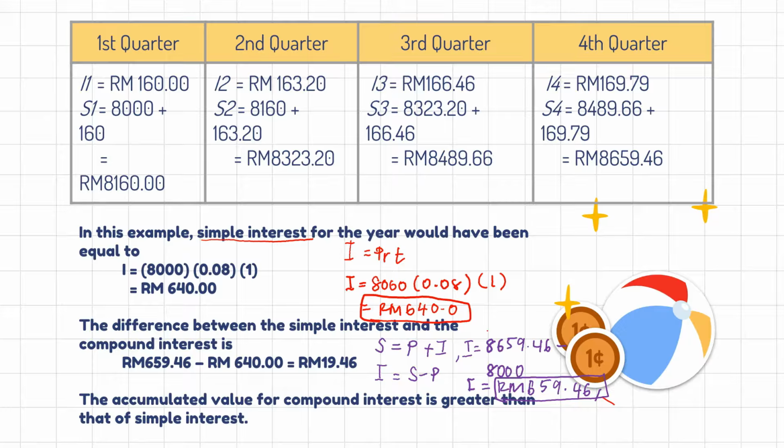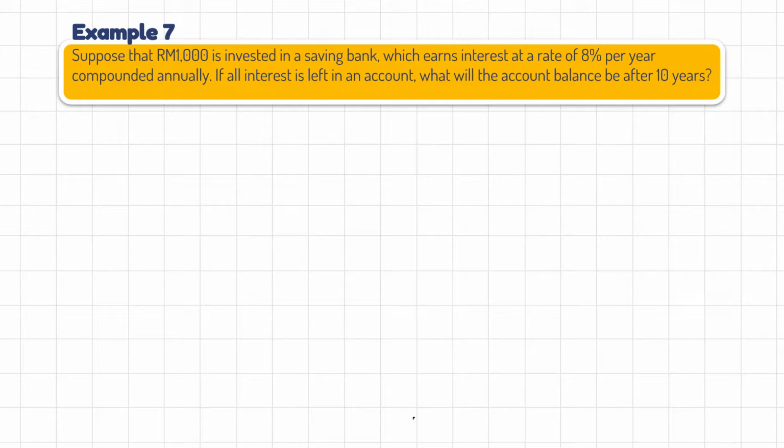As you can see here, this is the compound interest and this is the simple interest. The difference between the compound interest and the simple interest is 19 ringgit and 46 cents, which means that the accumulated value for compound interest is greater than the simple interest. Next, let's do some examples.